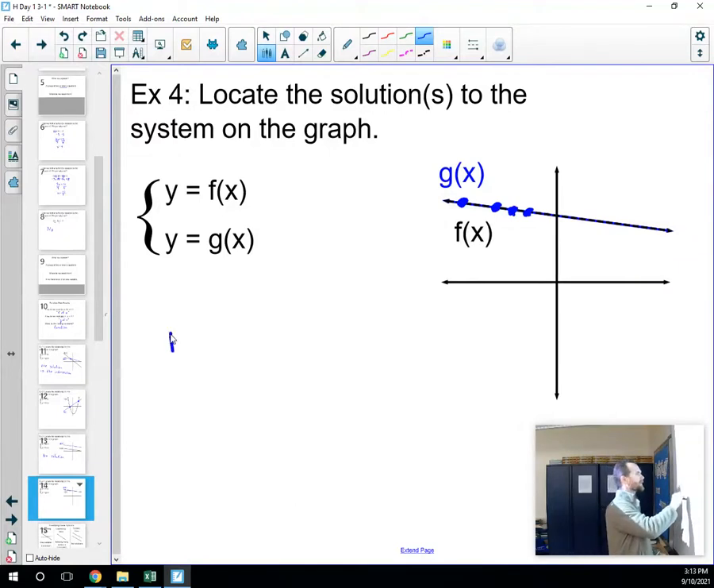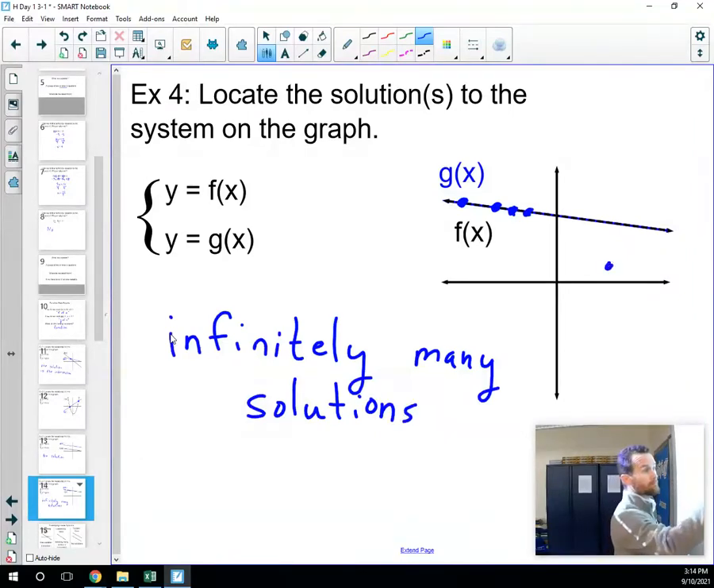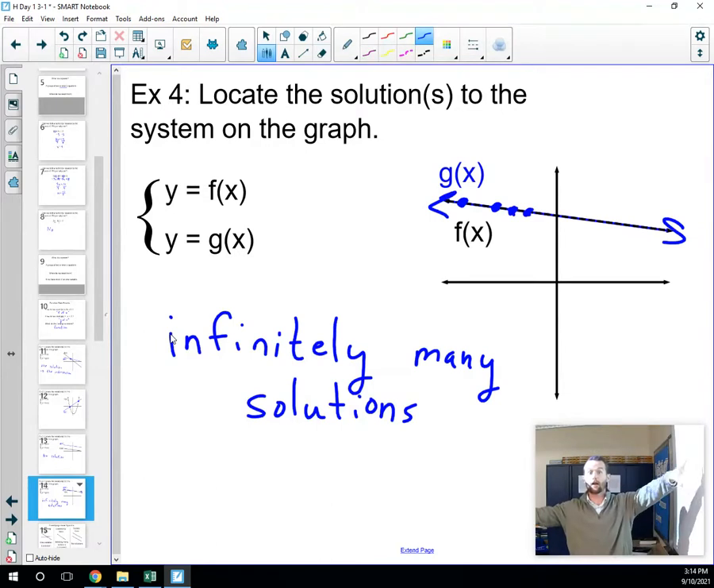The answer is there are infinitely many solutions here. Infinitely many solutions. Now that doesn't mean that any point we pick is a solution. Like this point, that's not a solution because it's not on the line. But there are infinitely many solutions because remember, these arrows mean the lines keep on going forever in those directions. So no matter how many points we pick, there's always going to be more possible solutions to this system.